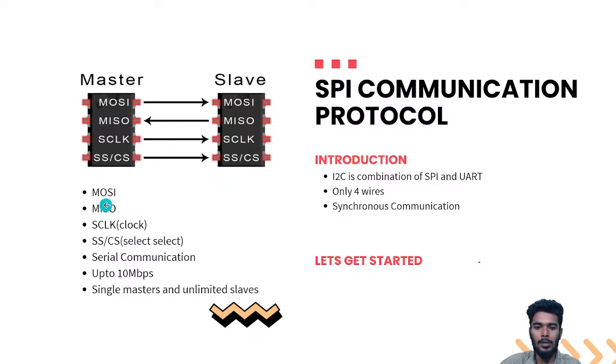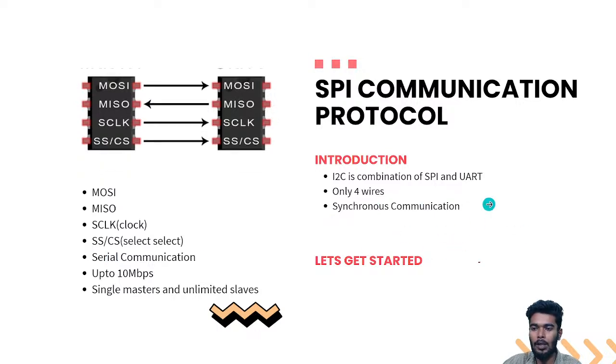So we have 4 pins, which are MOSI and MISO, the SCL clock, and a slave select pin. It is a serial communication. I2C's maximum speed is 5 Mbps. When you come to SPI, its maximum speed is up to 10 Mbps. Then it will have 4 wires and it is a serial communication.